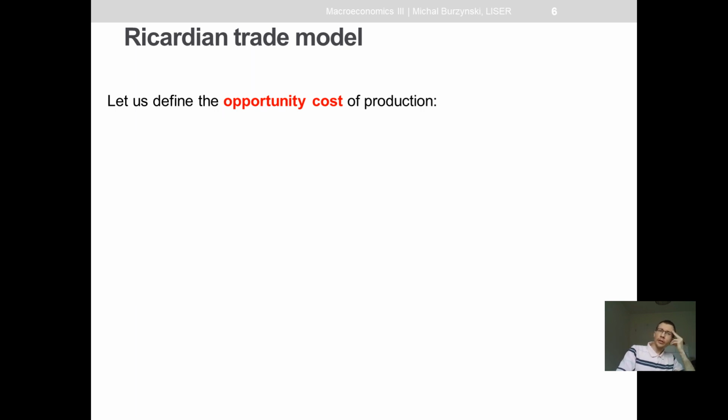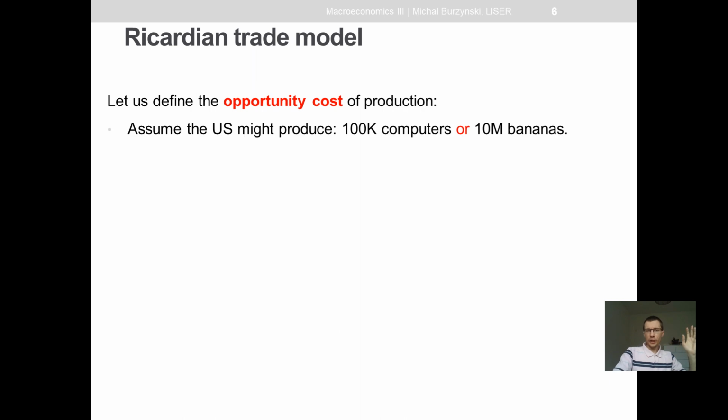Let us define something which we can call the opportunity cost of production. So normally, let's assume we have two countries, let's say the United States and Colombia, and there are two goods that each of the countries can produce, either computers or bananas. Two very different goods. One we can say capital intensive, one we can say labor intensive in some meaning.